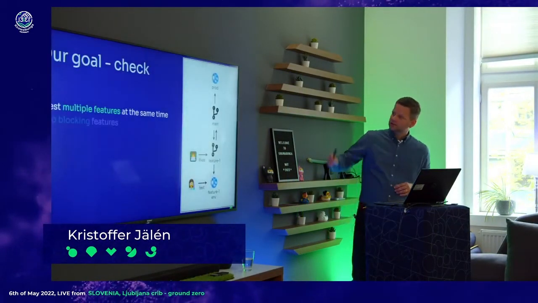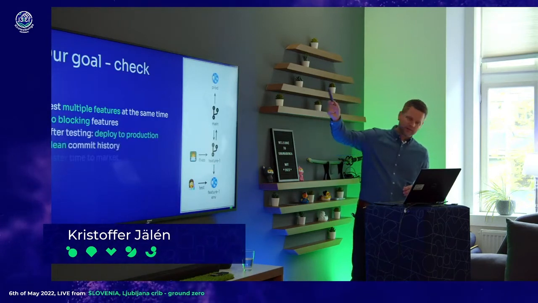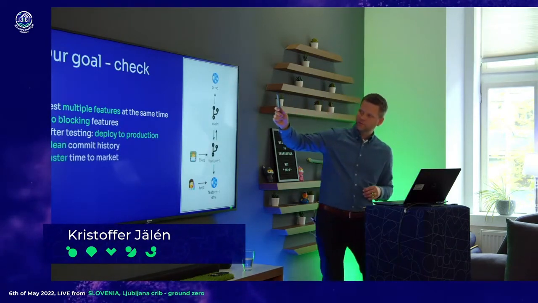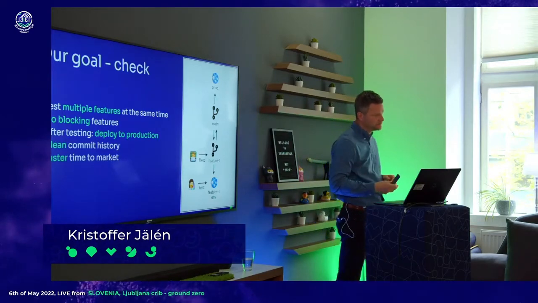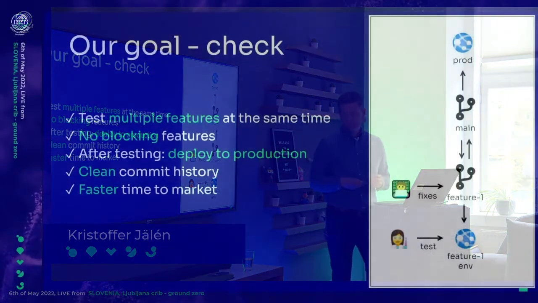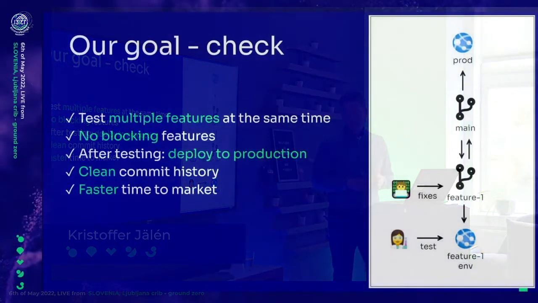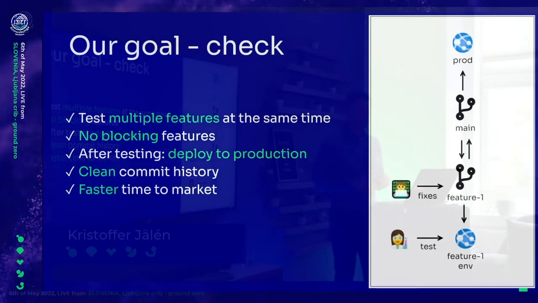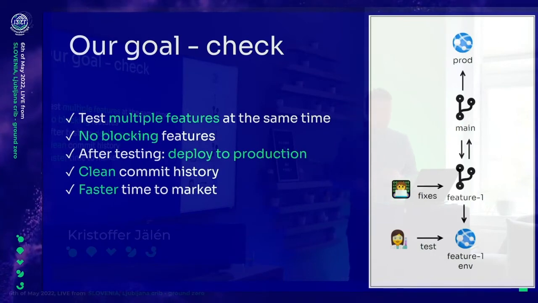Yeah. Finally, let's check if we met our goal. We want to be able to test multiple features at the same time. We don't want to have features that are blocking other features from being deployed. We want to go to production right after testing if we want to. We want to have that option, so we don't want to be delayed by others. We absolutely didn't want that ugly commit history. Now it's clean. And with all this, I think our stakeholders said that we had a better, faster time to market.